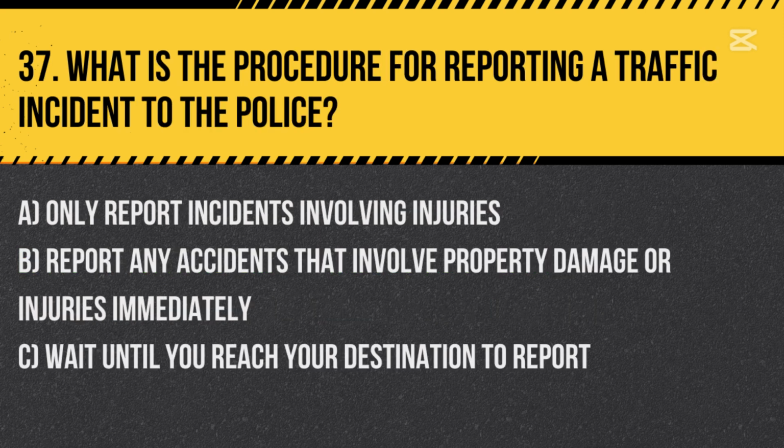Question 37. What is the procedure for reporting a traffic incident to the police? A. Only report incidents involving injuries. B. Report any accidents that involve property damage or injuries immediately. C. Wait until you reach your destination to report.